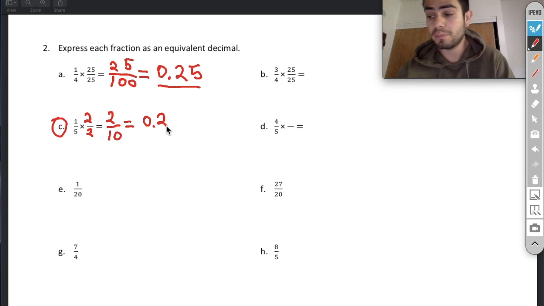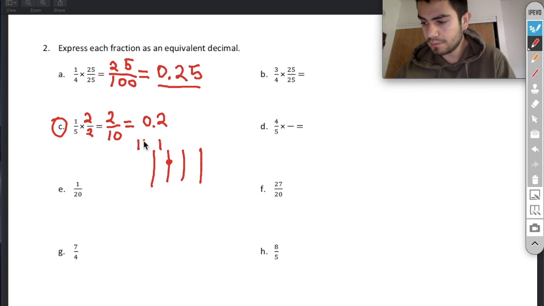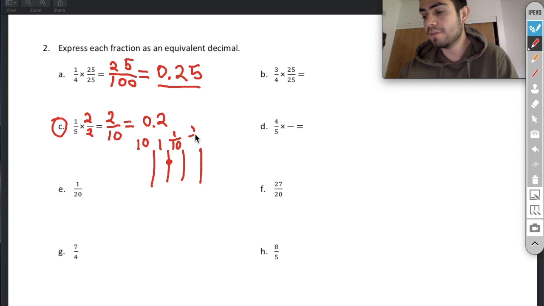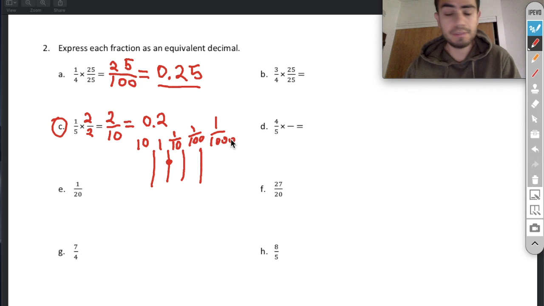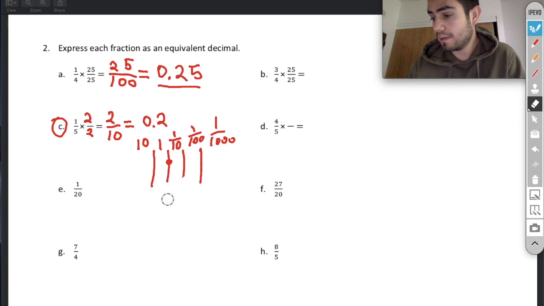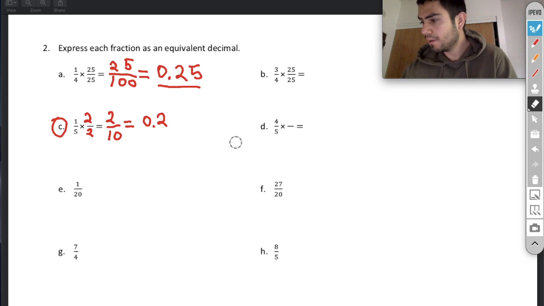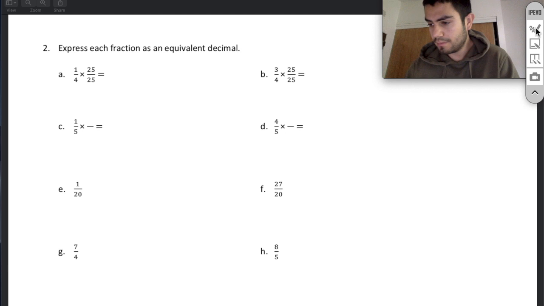So this is going to be easier if you remember your place value. And if you don't remember your place value, remember that you have your columns like that. Here you have your ones, tens, and over here you have your tenths, and over here you have your hundredths, and then you have your thousandths. Okay, so if you forgot about that, hopefully that helps you remember. So let's go ahead and do another one of these.